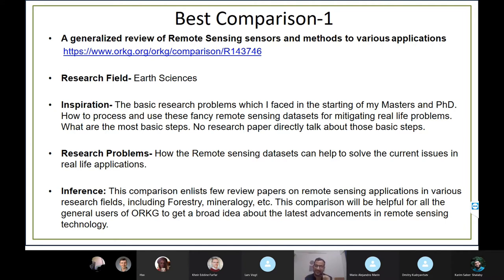I was very lucky to be selected for the ORKG grant, and I chose ORKG as a platform to share those basic ideas, using my comparison. There are many basic steps involved in remote sensing data processing which are not discussed in every research paper. I took that as a challenge, and one of the research problems for this comparison is how remote sensing data sets can help solve current issues in real-life applications. So I will just show my presentation.